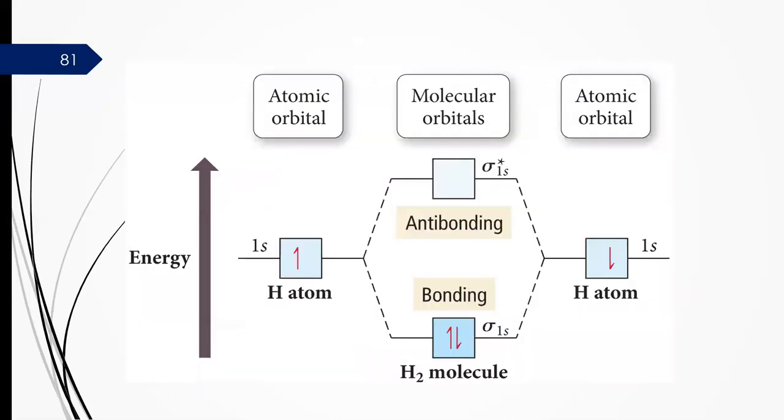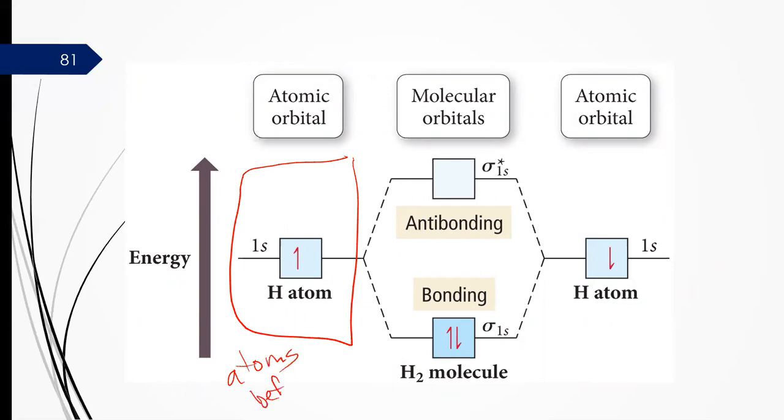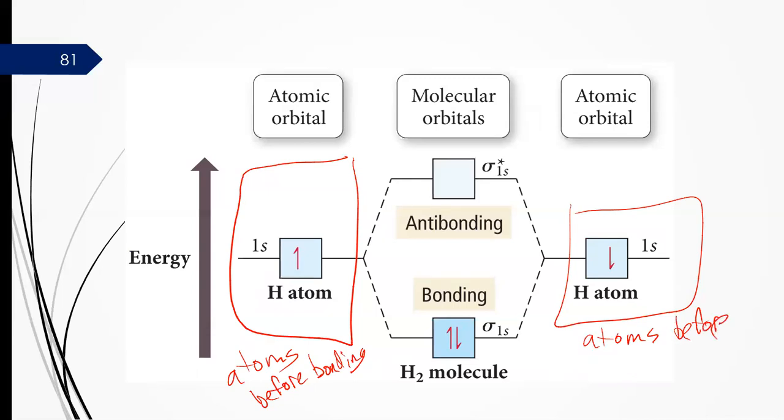So this is the bond between 2 hydrogen atoms. So the side ones are our atoms before bonding. And this center point, this is going to be our molecular orbital. So this is going to be the orbitals that form if there's a bond.